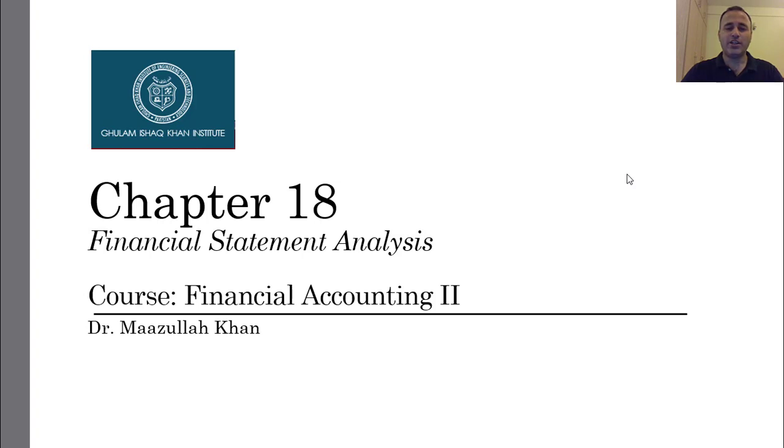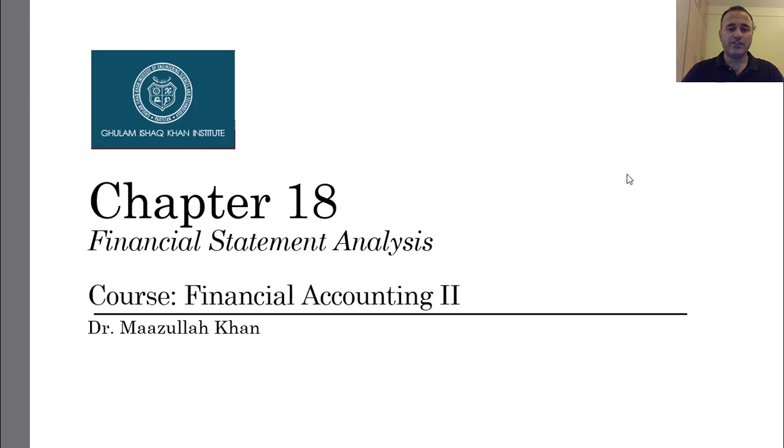Today we will start chapter number 18, which is financial statement analysis. In my last lecture, we finished chapter number 17, in which we learned preparation of statement of cash flows. We use the indirect approach, which is the most commonly used approach in the industry, and the reason that one is most popular is because it's simple to implement.